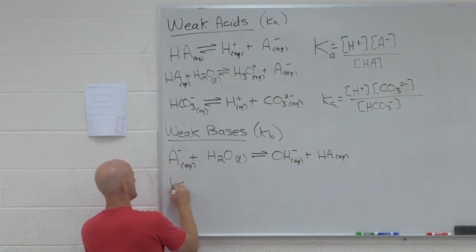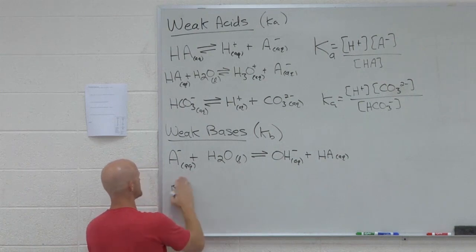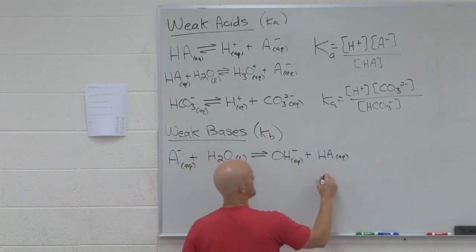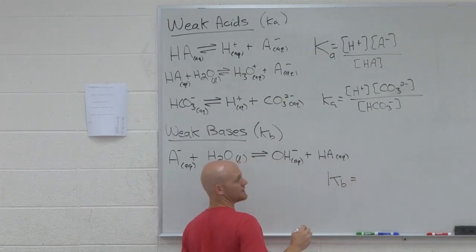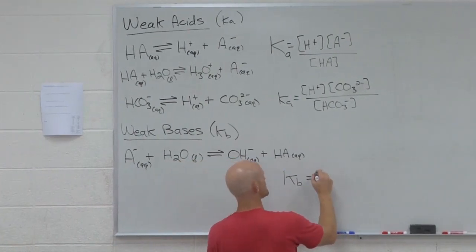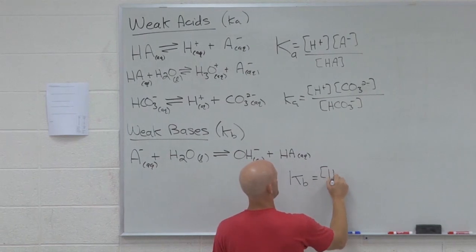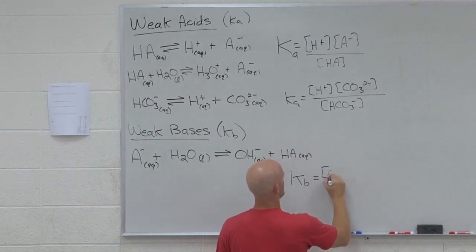Cool. And the equilibrium constant expression for this, and actually, why don't we do this over here? We'll call it Kb. So for a base dissociating in water, what is the expression here? I'll write it the other way, but same difference.